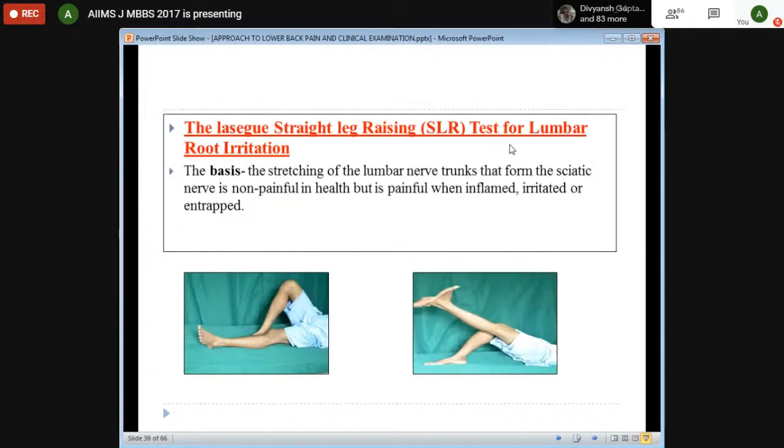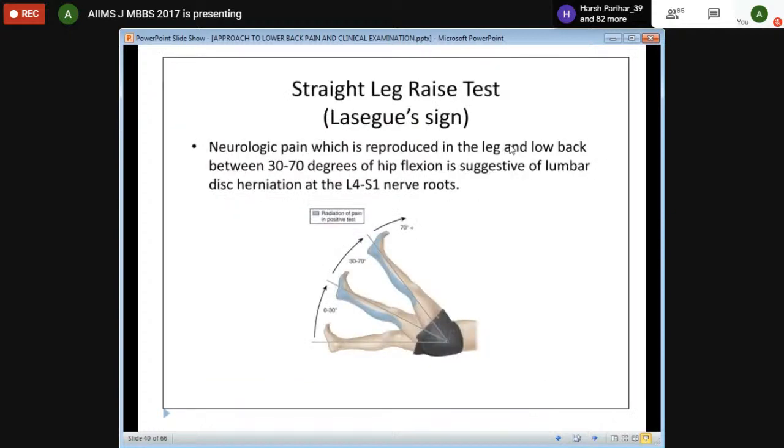So the straight leg raising test, also called the Lasegue straight leg raising test. This is for lumbar root irritation, as I mentioned before. What we do: the patient is in supine position, with one leg straight, and the other leg is asked to be lifted up. Once the nerves get stretched, the patient will have irritation and there will be a painful condition. So there are different ranges for that.